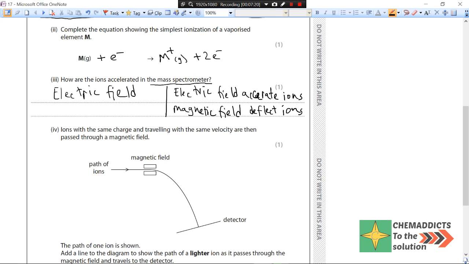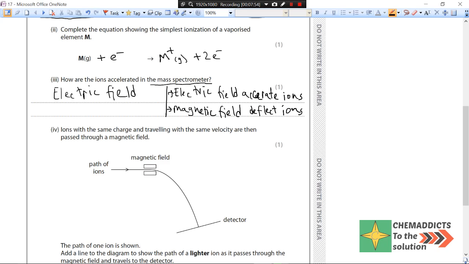Okay, so electric field accelerates ions, and magnetic field deflects ions according to mass by charge ratio, as you all know. These are the two things that we should know. Sorry for my spelling, it should be accelerates. Electric field accelerates ions, magnetic field deflects ions. That's the answer to this question, that is why it should be electric field.